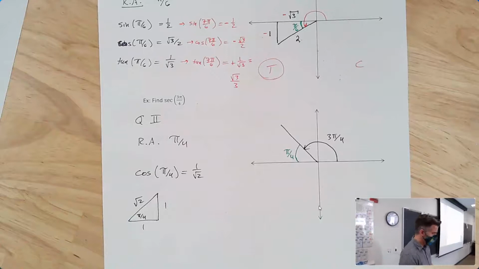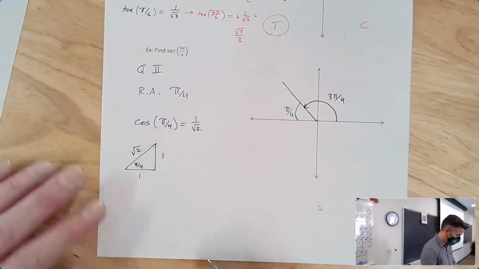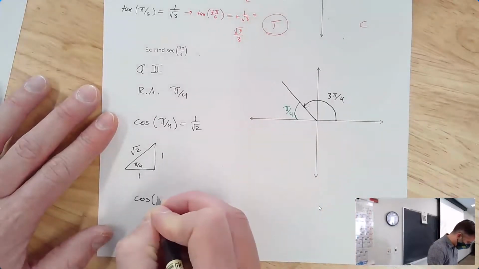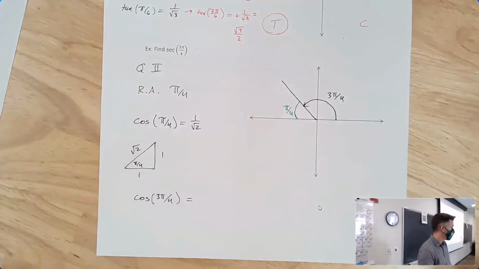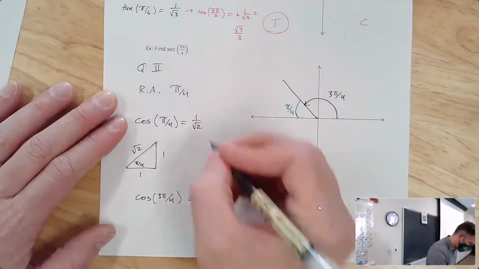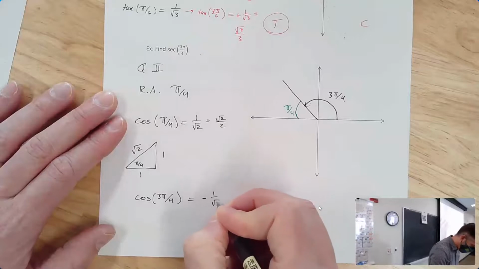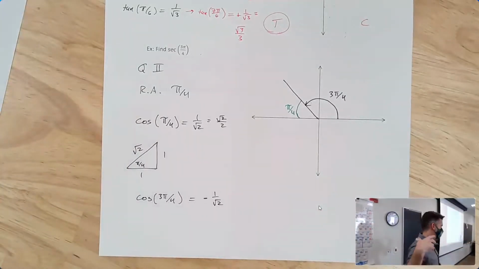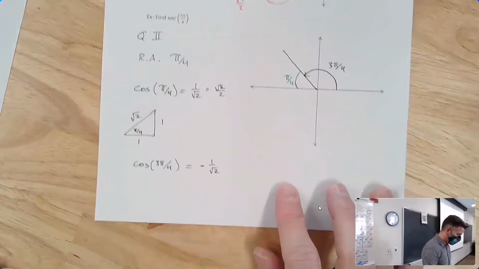Now let me ask you all: if cosine of pi over 4 is 1 over root 2, and 3 pi over 4 is in quadrant 2, what's cosine of 3 pi over 4 going to be? Exactly. I'm going to write negative 1 over root 2, but you could also write it as negative root 2 over 2. I'm not rationalizing it because I know I'm going to flip it over in a second, so I don't want to bother doing extra work. But if you were doing cosine, you would write it as negative root 2 over 2.